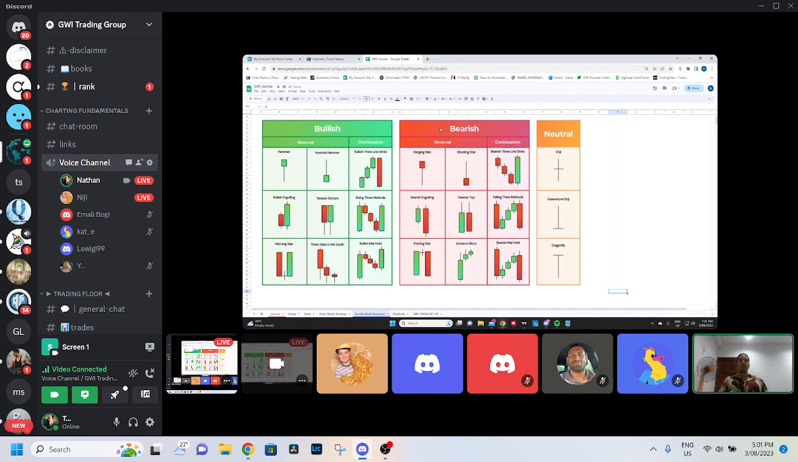I have given you guys that GWI onboarding document, and right at the bottom of that is a bit of candlestick stuff as well, which just explains what the candles are. They're very important in understanding what's going on with the market and predicting where it's going to move to.